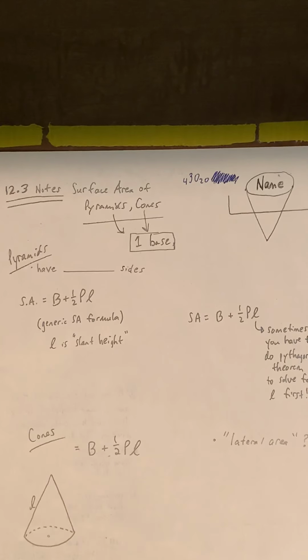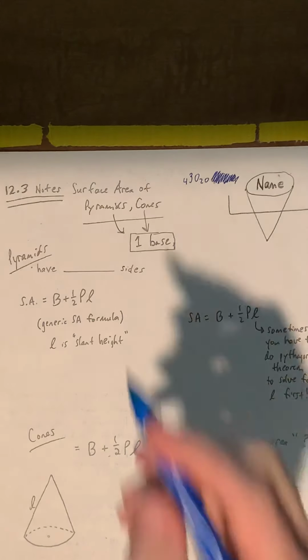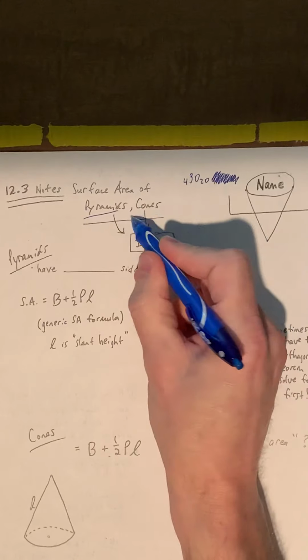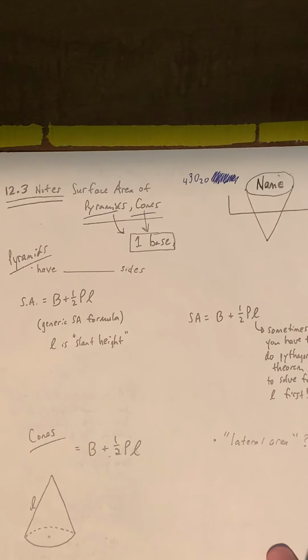We're going to talk about 12.3. The other day in 12.2, we talked about surface area. That's a lot of what we're going to talk about in chapter 12, that and volume. We hit prisms and cylinders in 12.2. Today in 12.3, we're going to talk about the surface area of two main shapes: pyramids and cones.